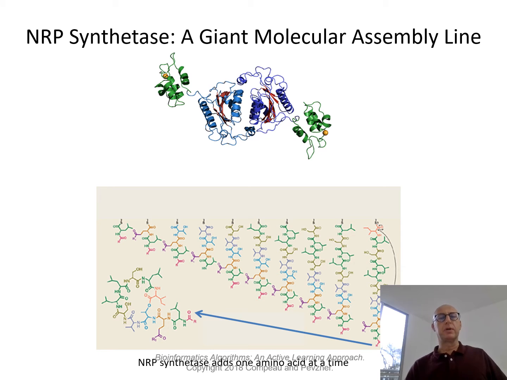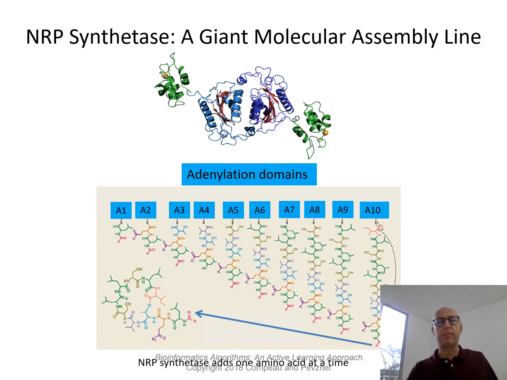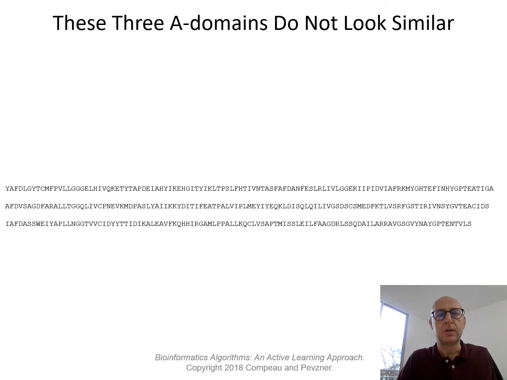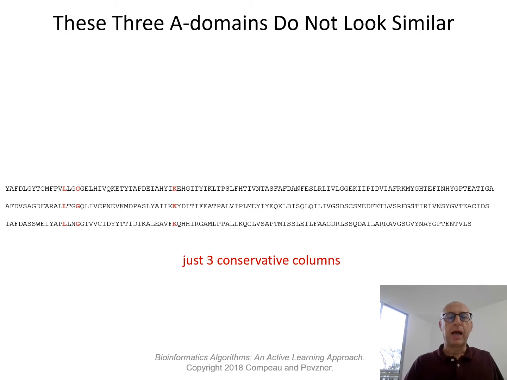One example is the NRP synthetase. This protein is composed of 10 domains, and we wish to compare them. At first sight, they look very dissimilar. I have only 3 conserved columns.